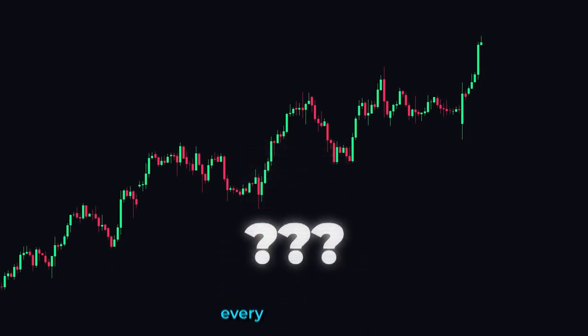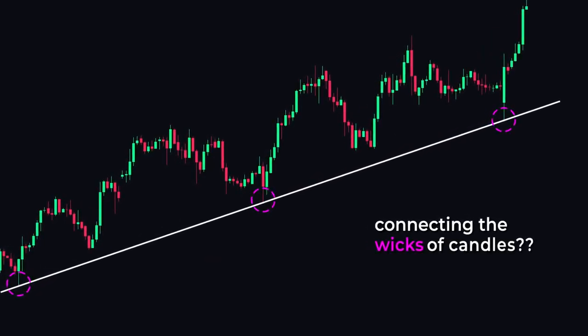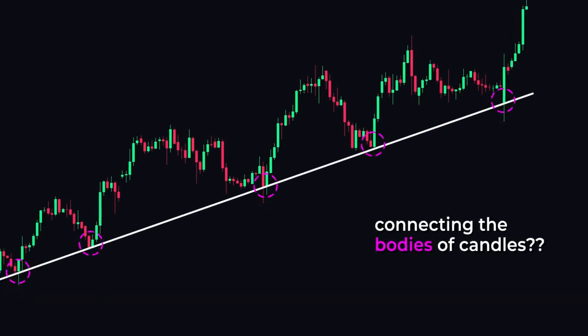Take this chart for example. Some traders might prefer to draw the trend line connecting the wicks of the candles, while others might prefer to draw it connecting the bodies of the candles. So, which one is correct?